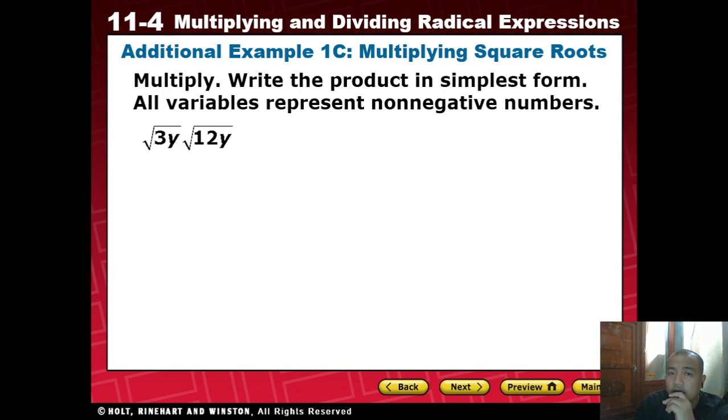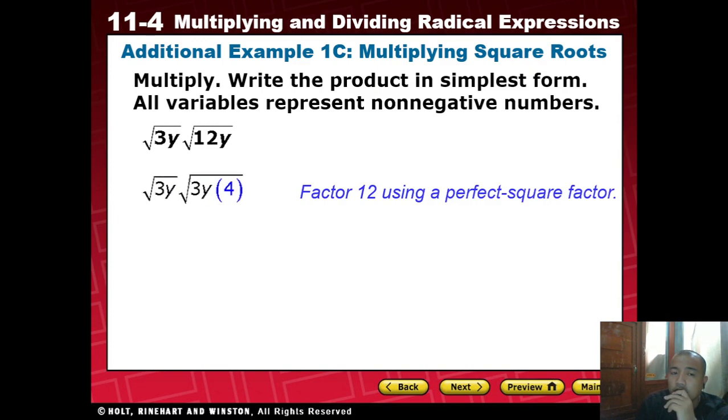Another, multiply, write the product in simplest form. 3 square root of 3y times square root of 12y. Factor 12 using a perfect square factor. The factors are 4 times 3y. And then simplify the radicand. For square root of 3y times 4, 2 square root of 3y. 2 square root of 3y.